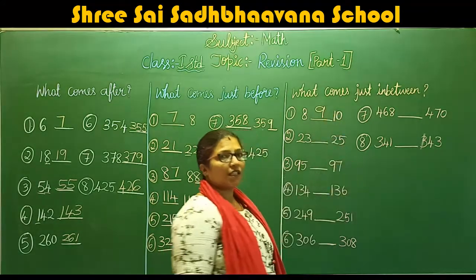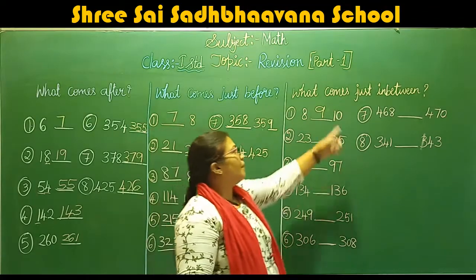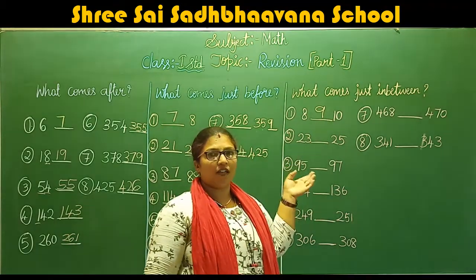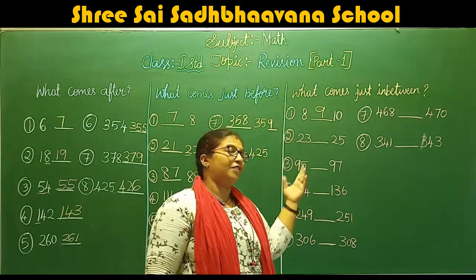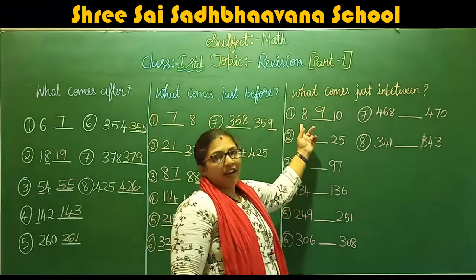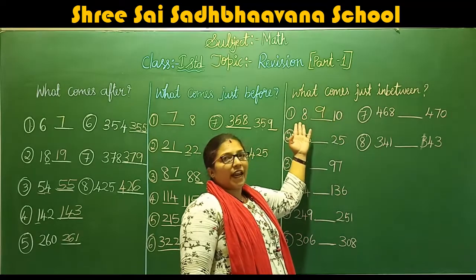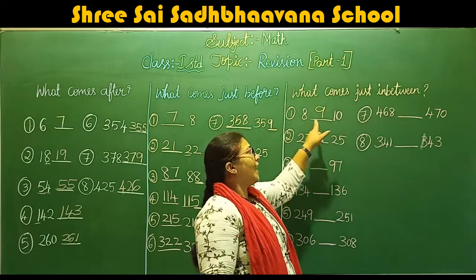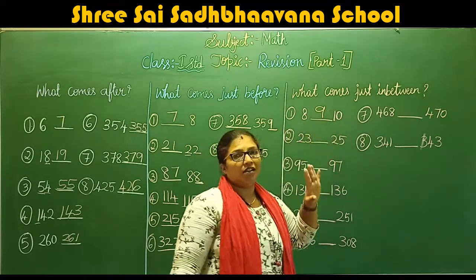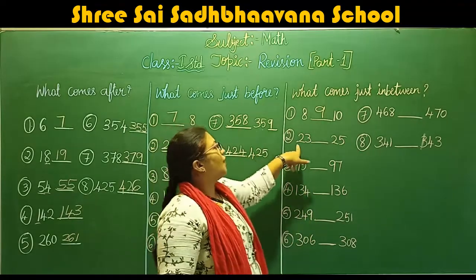After 8, what is the number? 9. So before 10, what is the number? 9. 10, 9, 8. If we come backward, it is 10, 9, 8. If we go forward, 8, 9, 10. Understood? This is the method.